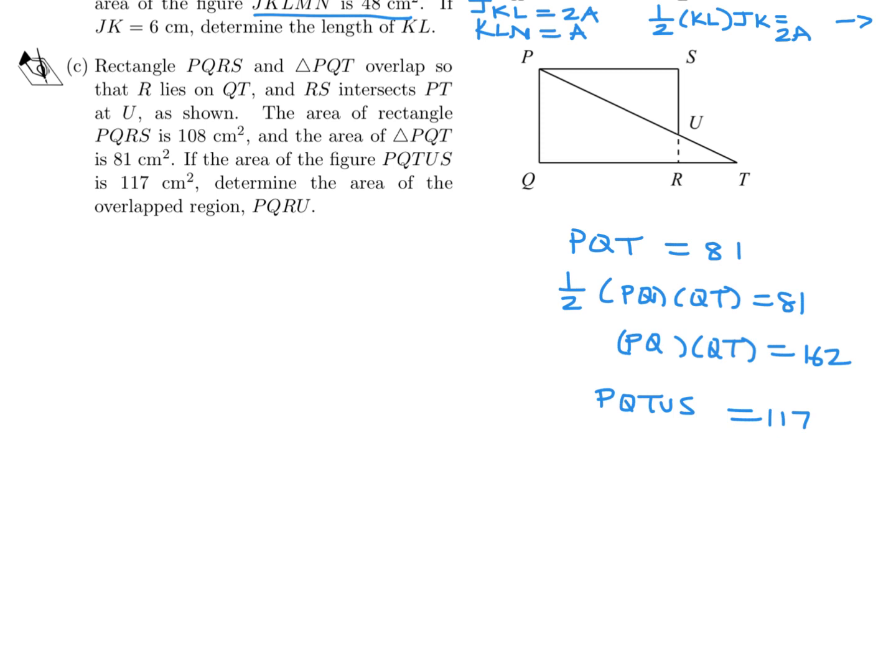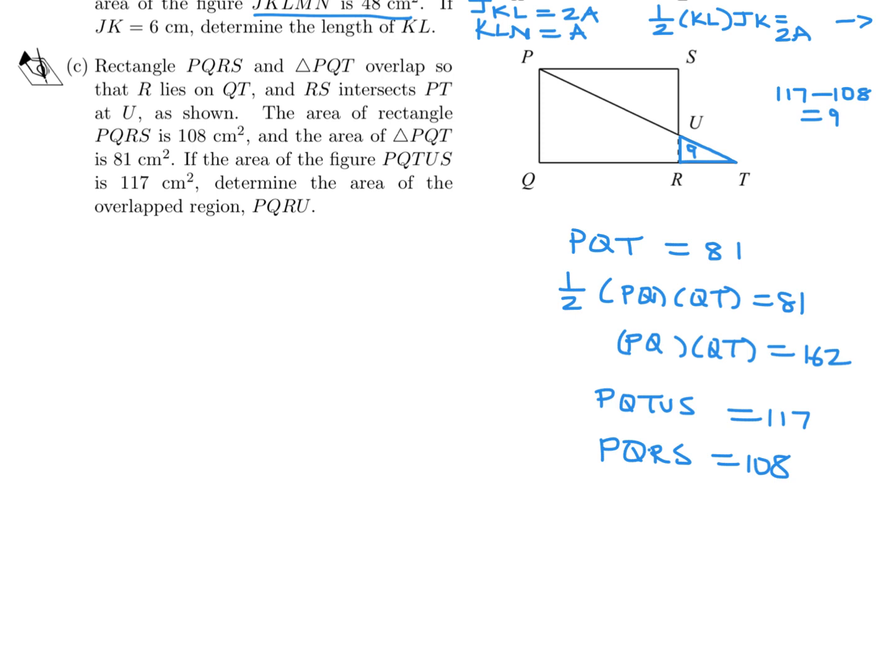And there's one other piece of information they gave me, right? And that's that PQRS is 108. So PQRS, that's a rectangle. Okay, so that means that this guy here, this little triangle, that's going to be 117 minus 108. So that's 9, I believe. So let's just put that 9 in there. Yeah. And what do they want me to do? Figure out the area of the overlap. PQRU.